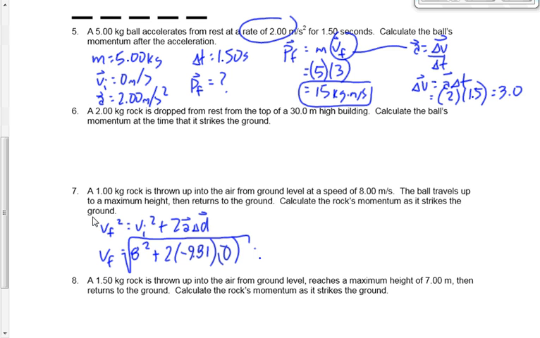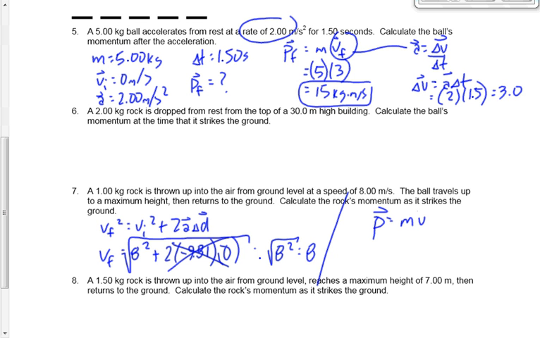So let's say 8 squared plus 2 times negative 9.81 times 0, which ends up being 0. What's the square root of 8 squared? 8. So it's going the same speed as it started. Logically, if you start at 8 and then slow down at 9.81 and then stop, and then speed up at 9.81 for the same distance as you slow down, then you've got to be going the same speed, right? So if you can come up with that logically or mathematically like we just did, either way works for us.